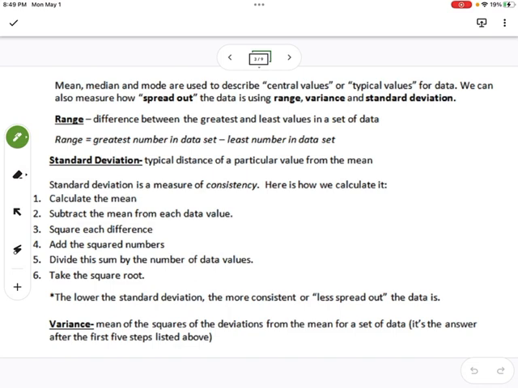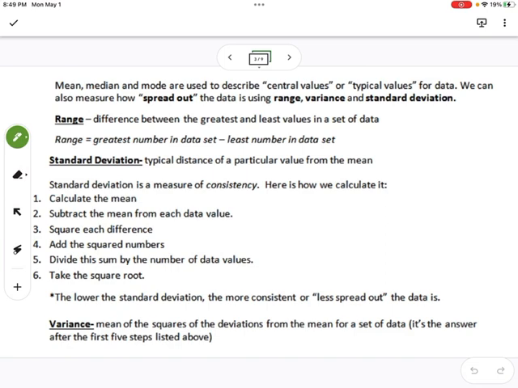the mean from each data value. Once we do this, we square each difference and add the squared numbers. We then divide this sum by the number of data values and take the square root. Okay. The lower the standard deviation, the more consistent or less spread out the data is.